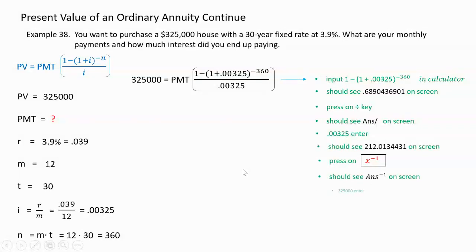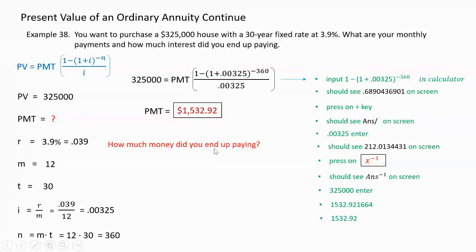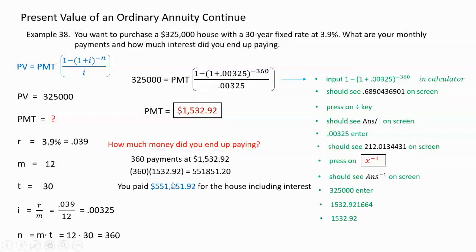Then we're going to hit the 325,000. We enter it. So these are your monthly payments. $1,532.92. Those are your monthly payments. So that's the answer for the first part. How much money did you end up paying? Let's find out. So there were 360 payments at $1,532.92. We multiply those. So you end up paying over $500,000, so $551,851.92.